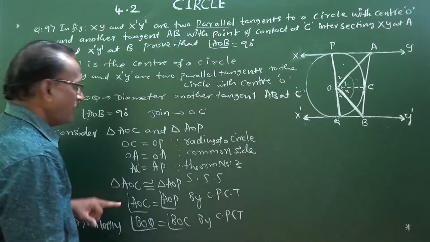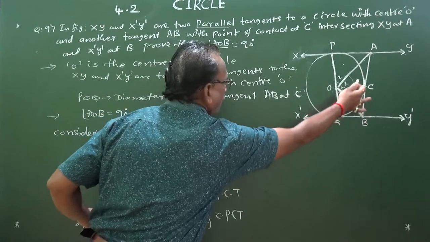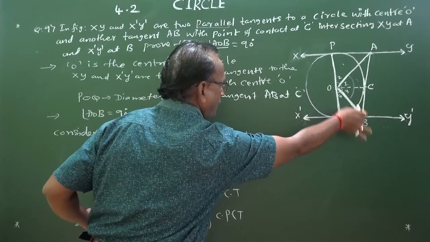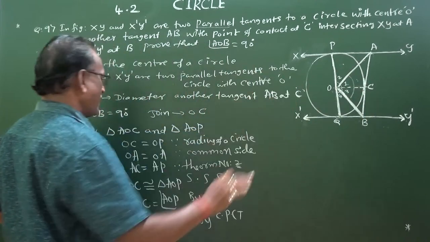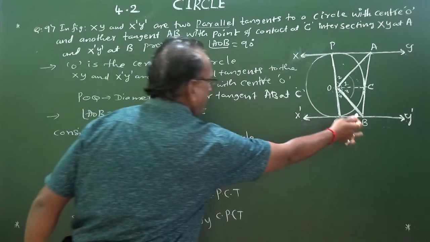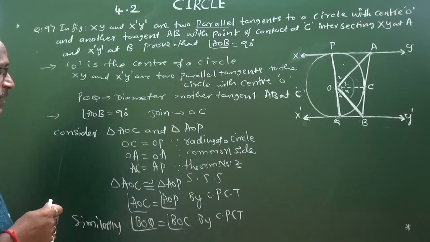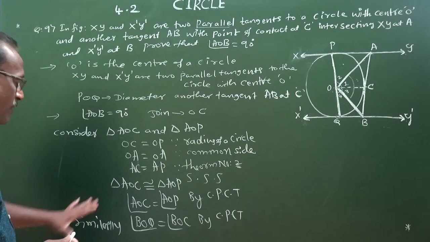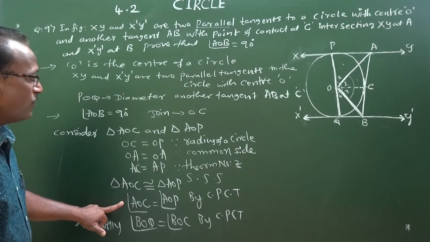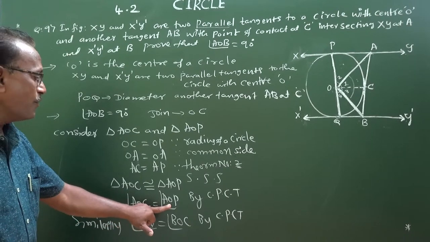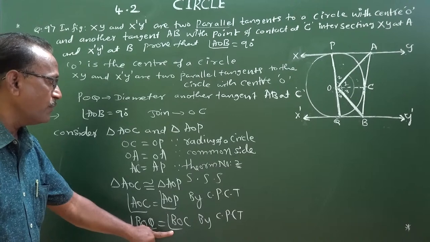Next, I have taken another two. OC is equal to OQ. OB is equal to OB, common side for both the triangles. Then BC is equal to BQ, that is, external point drawn tangents are equal. Then angle AOC is equal to AOP, BOQ equal to BOC.